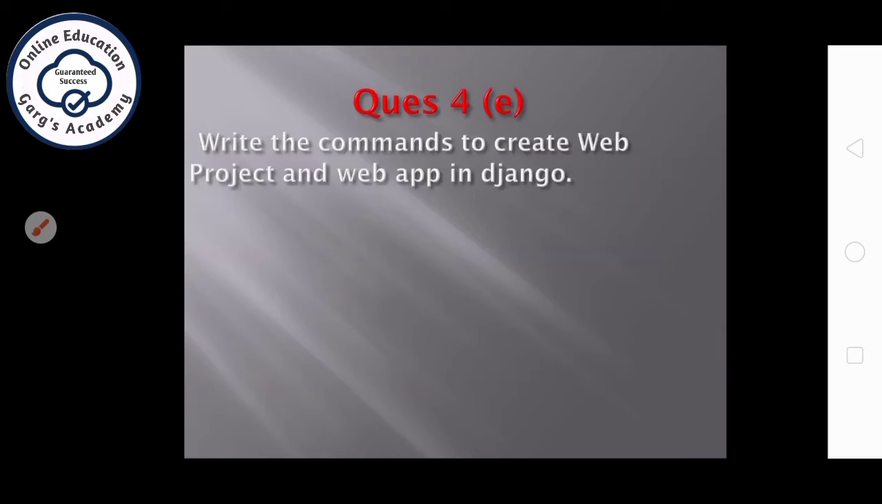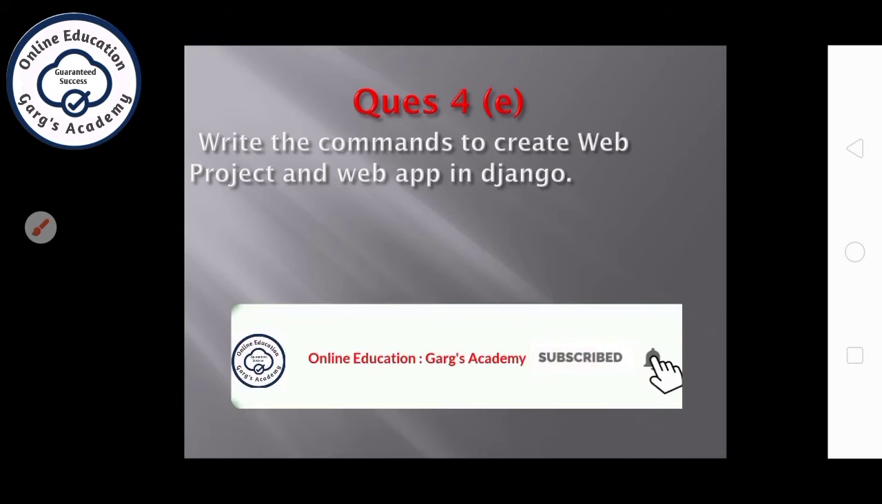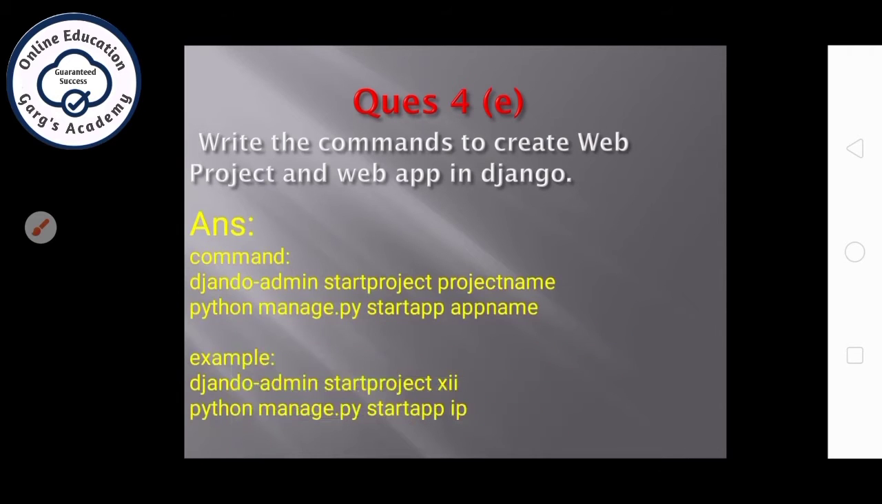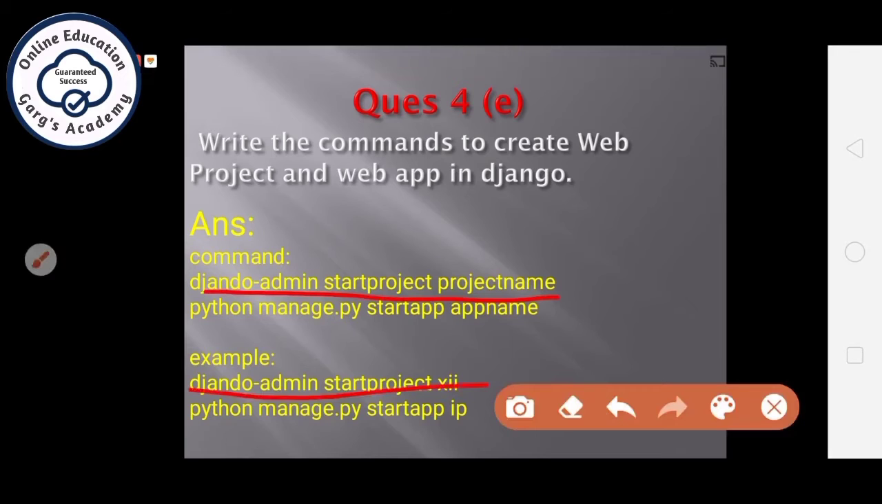Next question. Write the command to create a web project and web app in Django. So students, for creating the project, the command is django-admin startproject name. Example is django-admin startproject plus2. And for creating the app, the Django command is python manage.py startapp name. And example is python manage.py startapp IP. Here plus2 is the name of the project and IP is the name of the app.